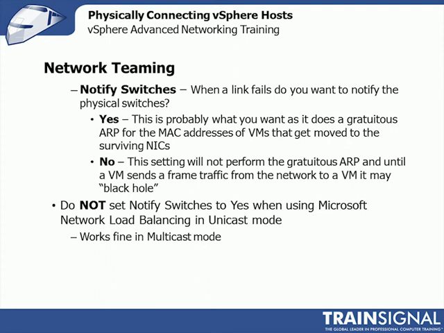If link one fails and the VMs automatically transition to two, upstream isn't going to know this yet, and they're going to continue to try to reach those VMs that were on one through the port of one, and traffic will black hole. If we set this to yes, when those VMs transition over to port two, vSphere will send out what's known as a gratuitous ARP.